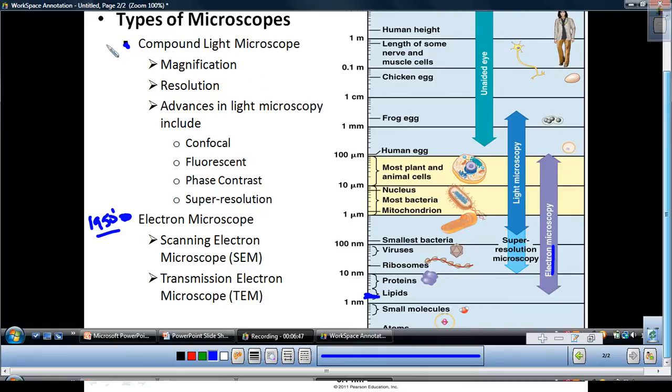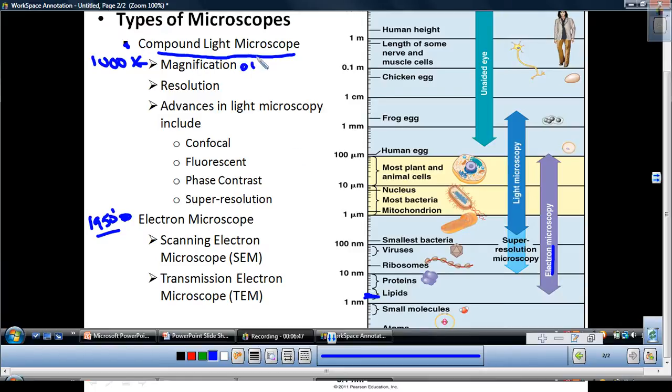So over here on the side, if you look at the compound light microscope, this is what we have in the classroom. There are a couple of important parameters of those compound light microscopes. There's magnification, which is the ratio of an object's image size to its real size. The one in the classroom that we have, we can actually go up to 1,000 times the original size. This is an oil immersion lens.